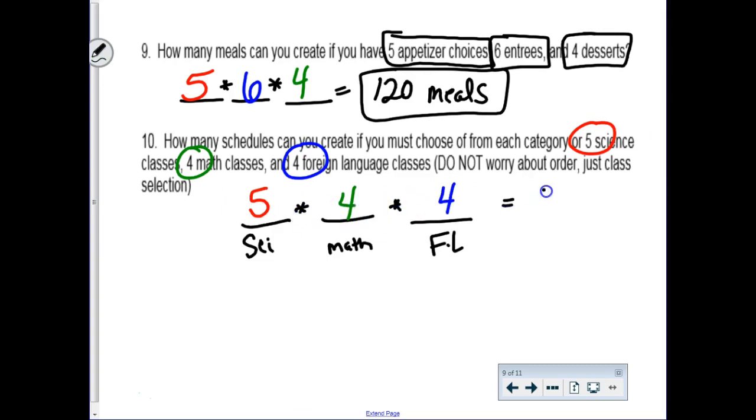Let's see, 80 ways. So we'll just call them 80 schedules. Not worried about when you're scheduling them, just 80 different collections of classes. All right.